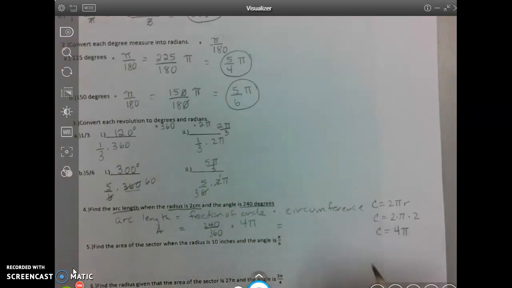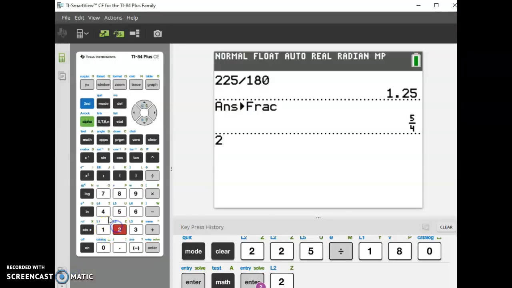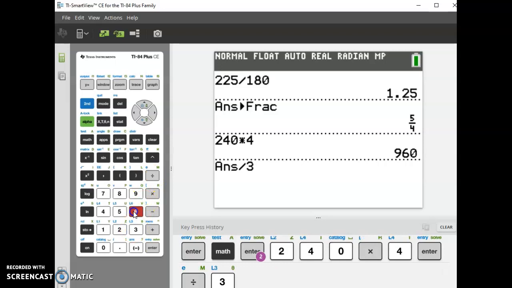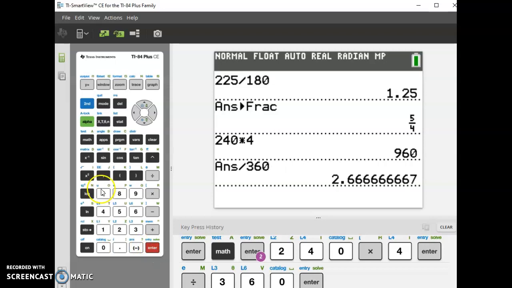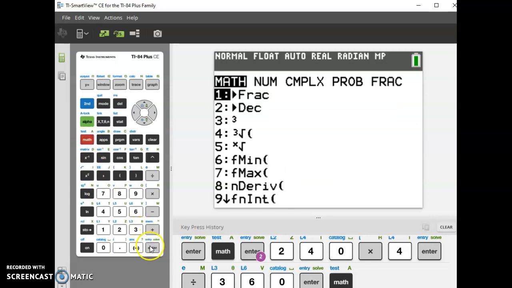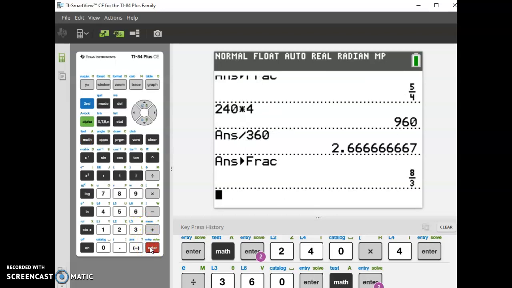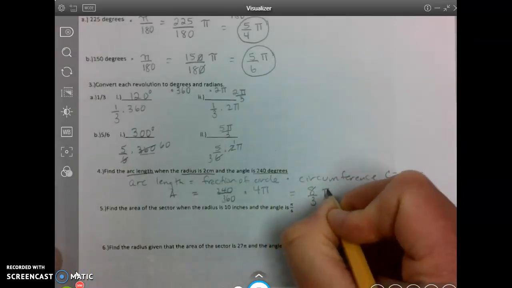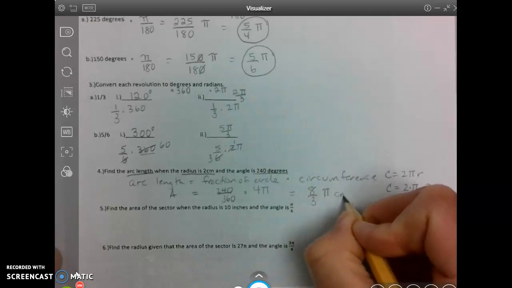And since I have a calculator, I can go ahead and put this into the calculator. So I can do 240 times 4, and then divide by 360. And I'm going to go ahead and hit math, enter, enter, because I know 2 2/3 can be converted to 8/3. So I get 8/3 pi. So this becomes 8/3 pi, and that would be centimeters.